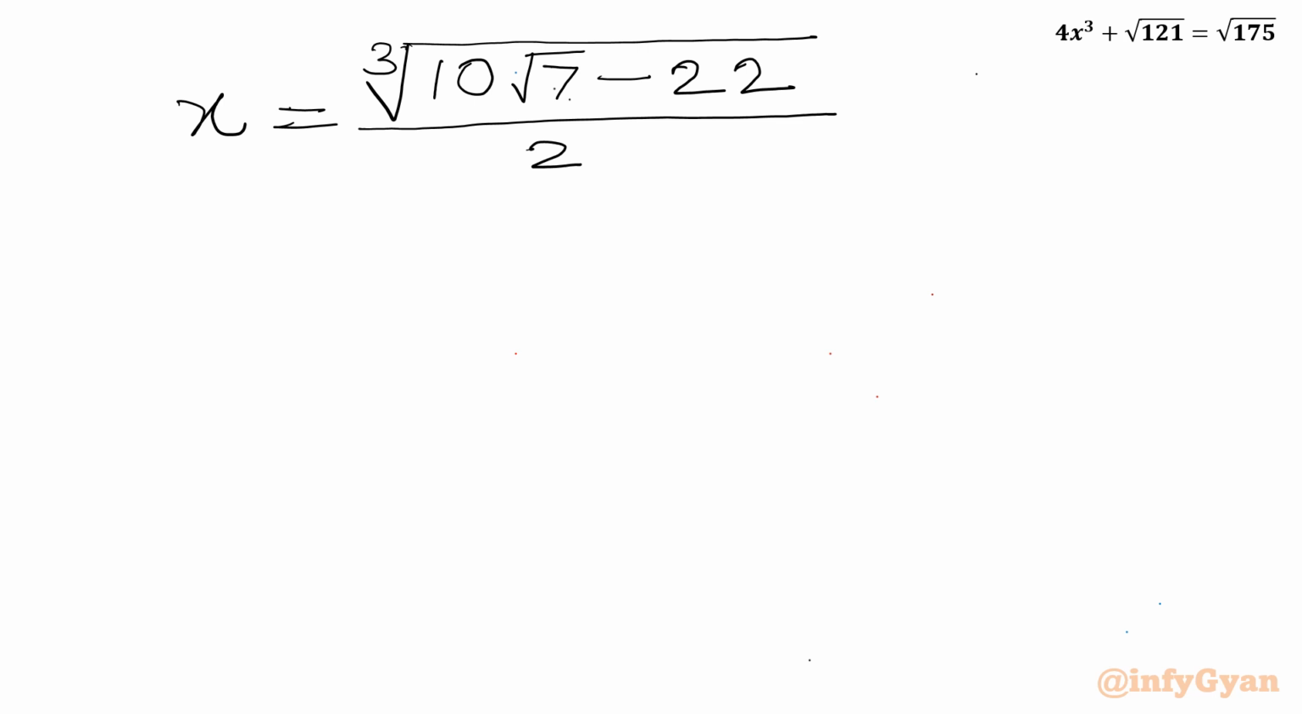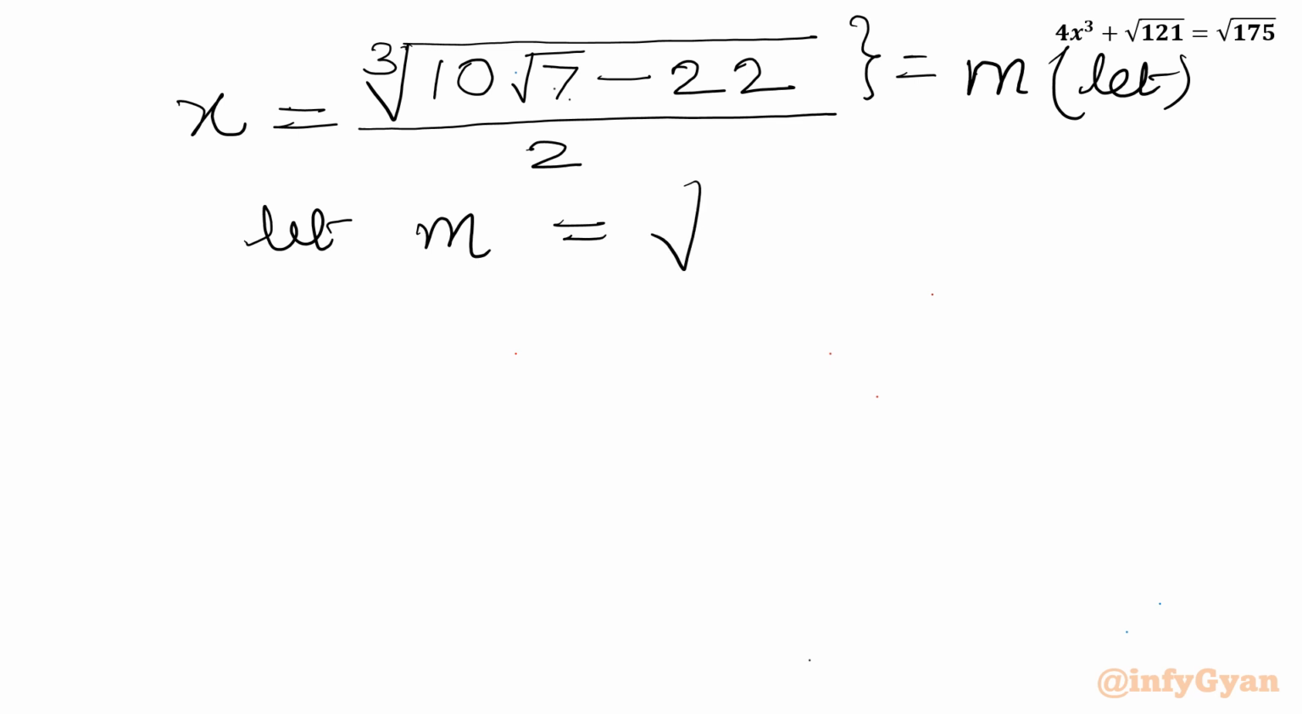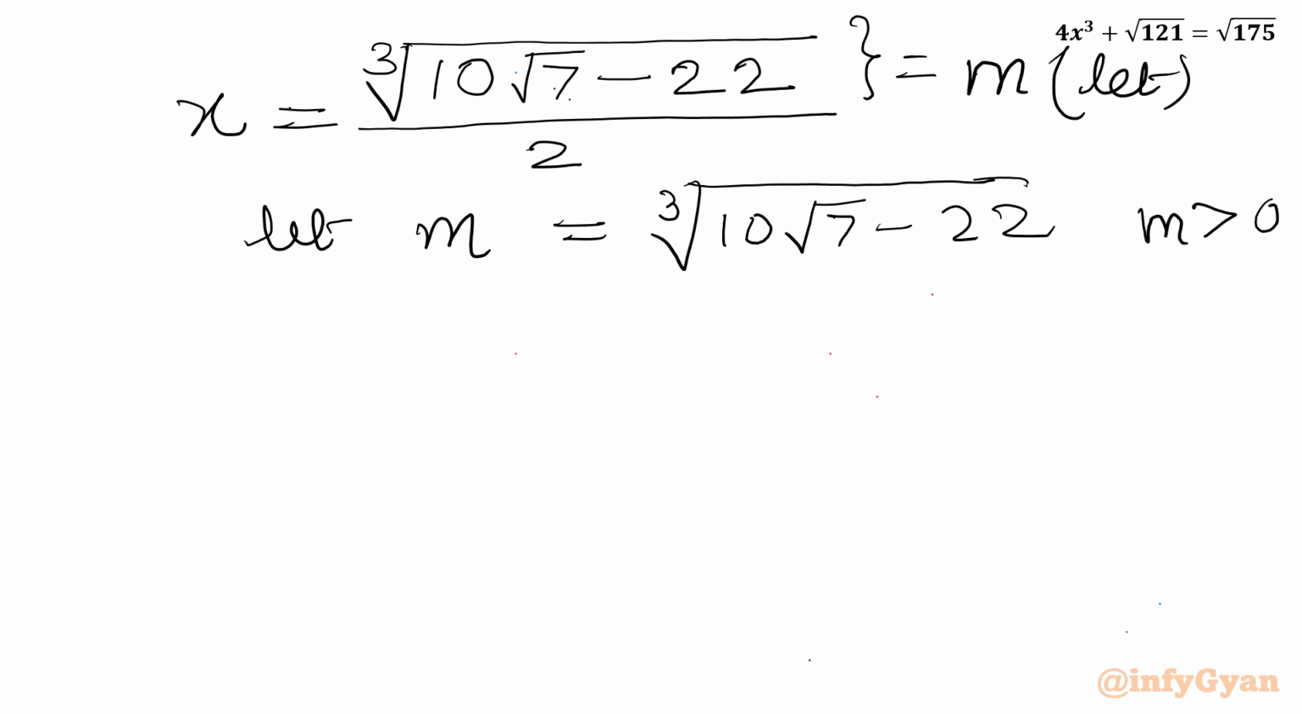Now I will consider our numerator. This equal to m. So let me write here, let m equal to cube root of 10 root 7 minus 22. Now our answer will be m over 2. Now m is positive as right hand side is positive.